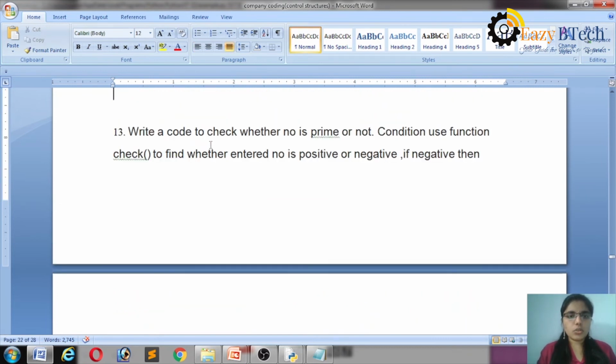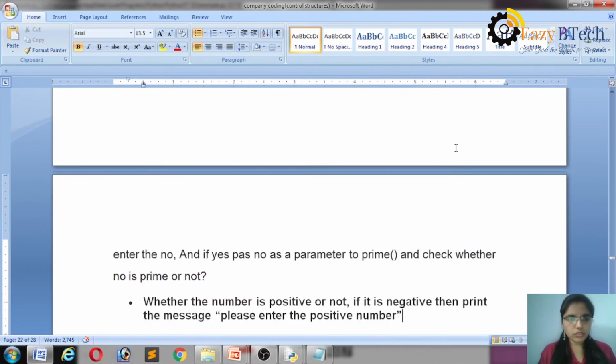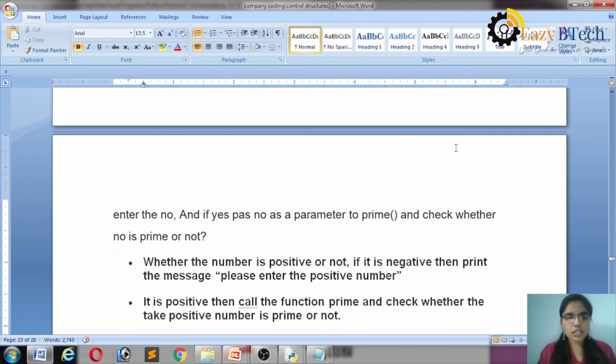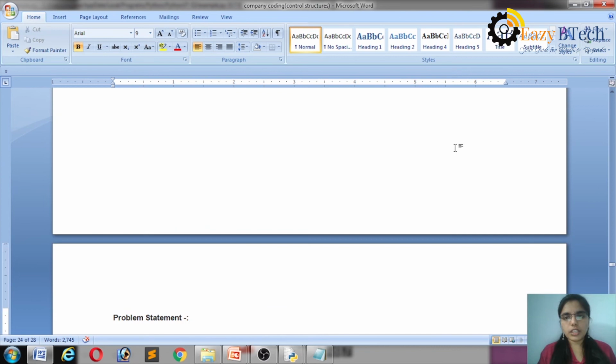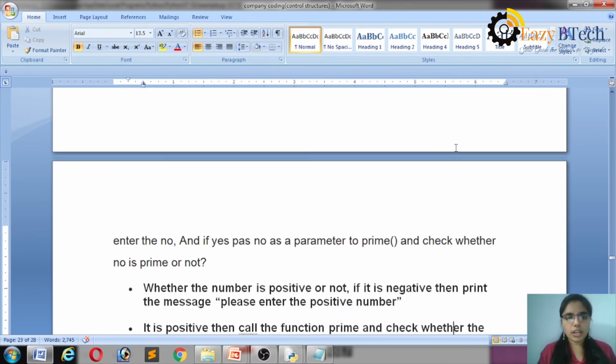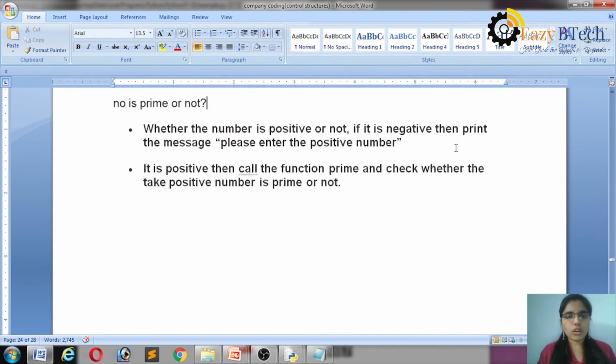Write a code to check whether a number is prime or not. Condition: use a function check to find whether the entered number is positive or negative. If negative, then ask to enter the number again, and if positive, pass it as a parameter to prime and check whether the number is prime or not. First you have to check whether the number is positive or negative. If it is a negative number, then print the message, please enter a positive number.